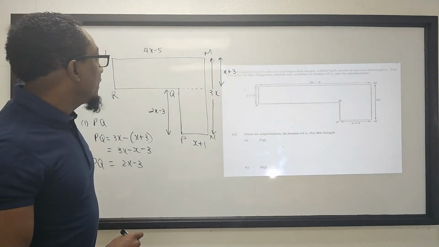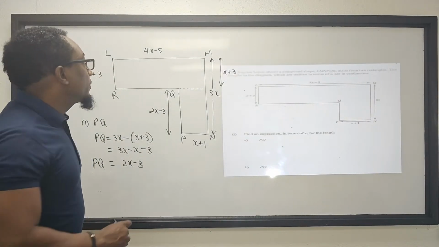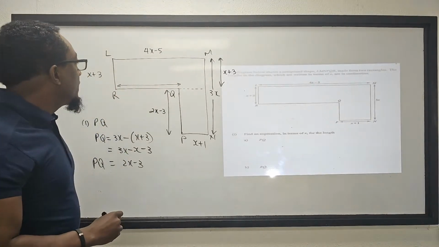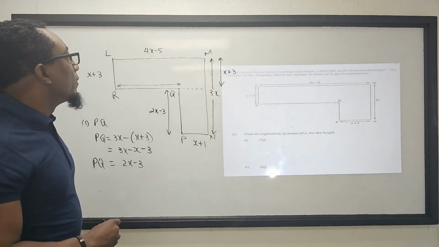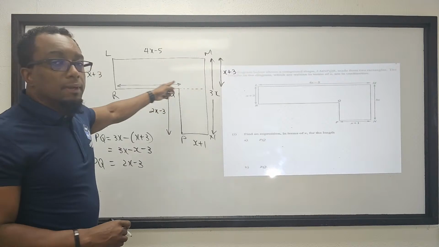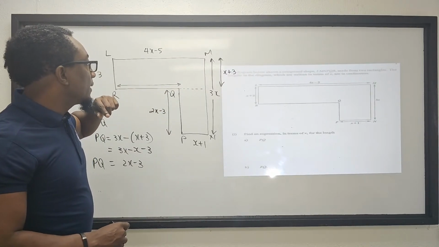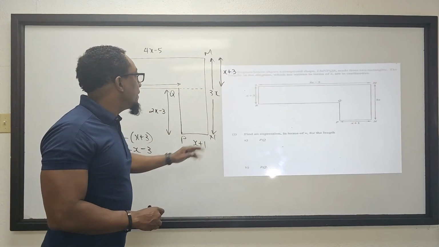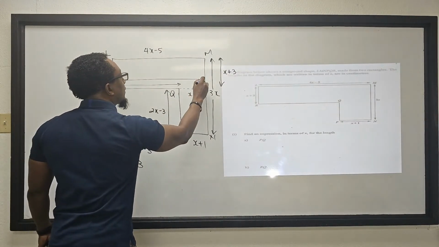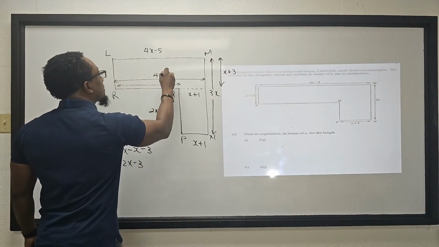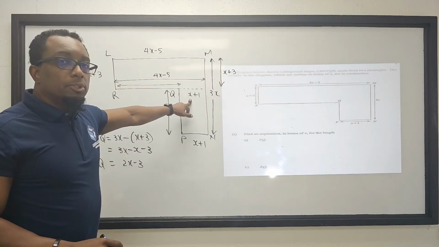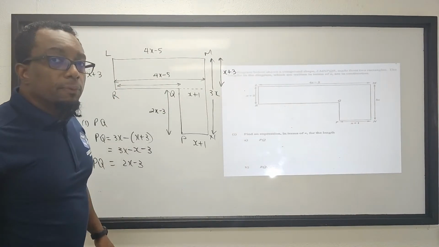And they want us to now find RQ. So this is RQ here. For me to find RQ, we know that the entire length of that rectangle will be 4x minus 5. And we know that this distance PN is also x plus 1. So therefore, if I need to find RQ, I'm going to subtract x plus 1 from 4x minus 5.